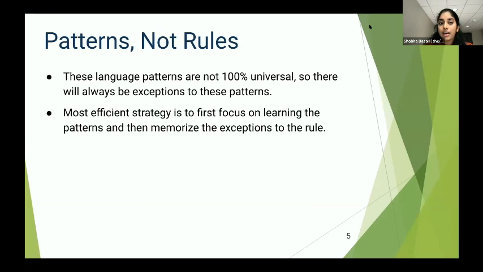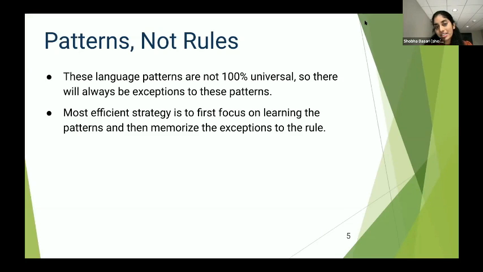But one other thing I want to emphasize is that these language patterns are patterns and not 100% rules. So what this means is that in different languages, when you have these language patterns that we will talk about today, there will usually, in a lot of cases, be exceptions to these rules.